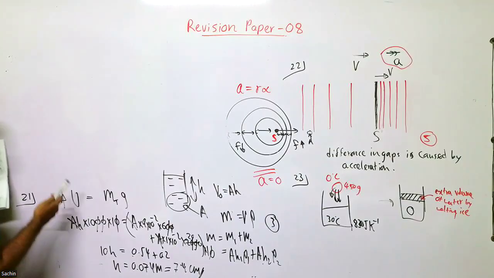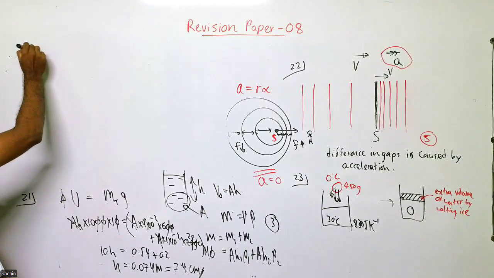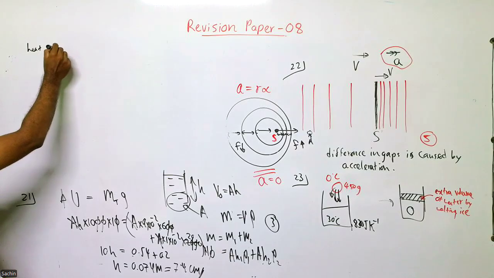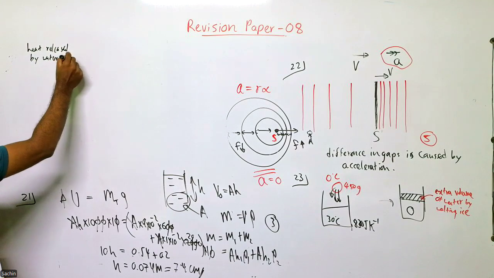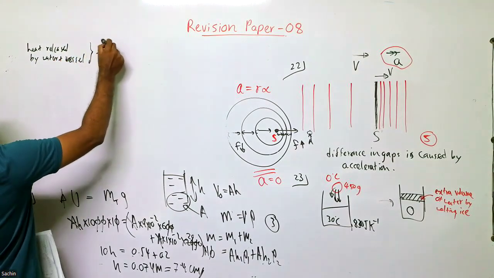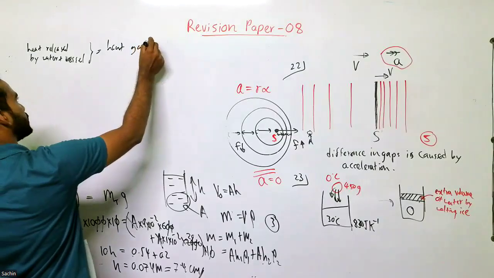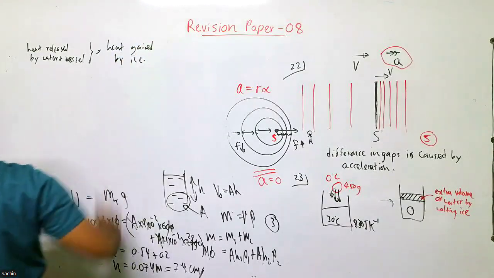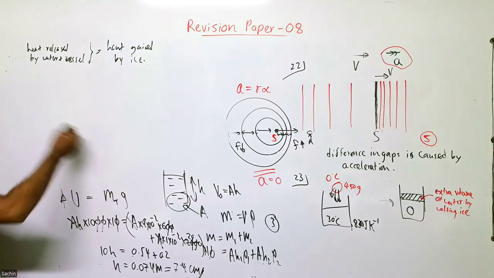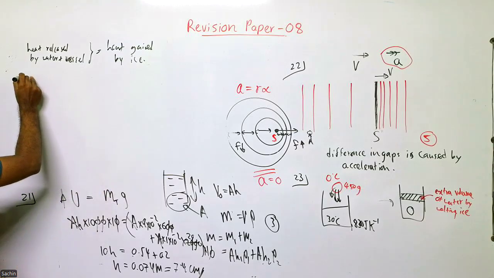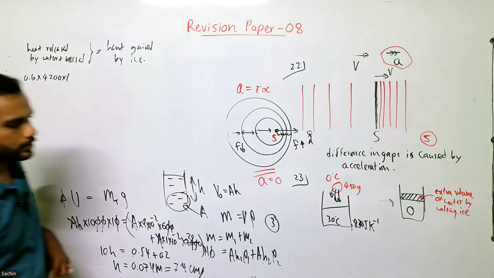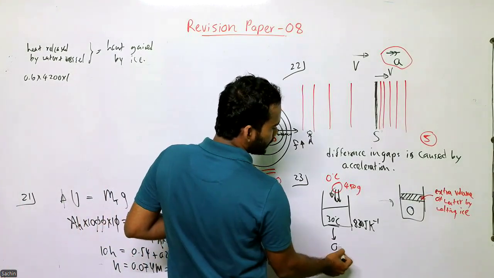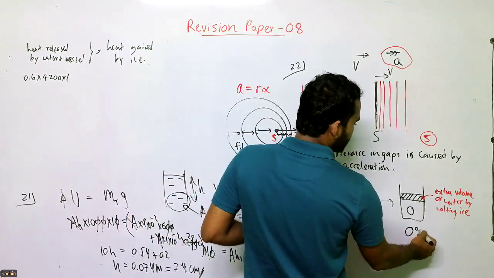Okay, so heat released by water plus calorimeter vessel is equal to heat gained by ice. Heat released by water is m c delta theta, m is 0.6, water specific heat is 4200. Temperature change: it's reducing the temperature to 0 Celsius, right? The thermal equilibrium is attained at the temperature 0 Celsius.